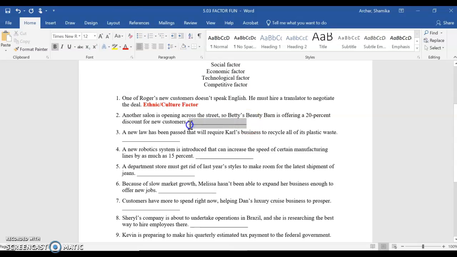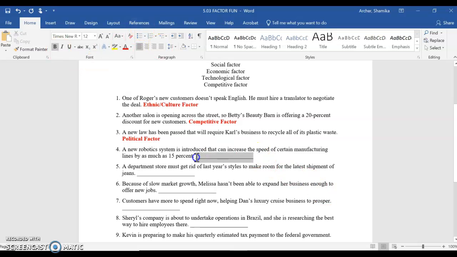Number 2, we're looking at another salon is opening across the street. So Betty's Beauty Barn is offering a 20% discount for new customers. So if you have the same business just like yours opening up across the street, that is a competitive factor. So number 3, a new law has been passed that will require Carl's business to recycle all of its plastic waste. So anything dealing with laws and government regulations is a political factor.